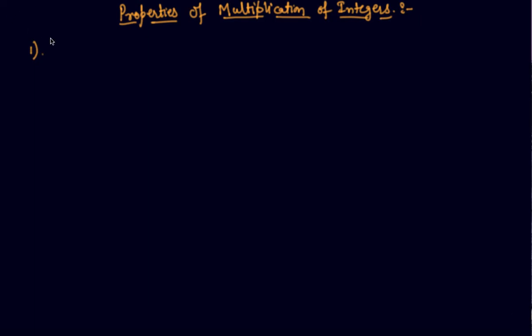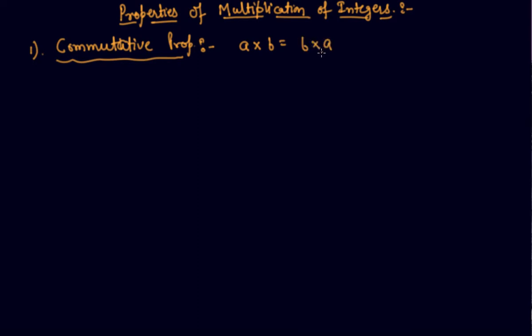So the first property is the commutative property. These are the same properties which we discussed in addition and subtraction of integers. The commutative property states that a into b will always be equal to b into a.